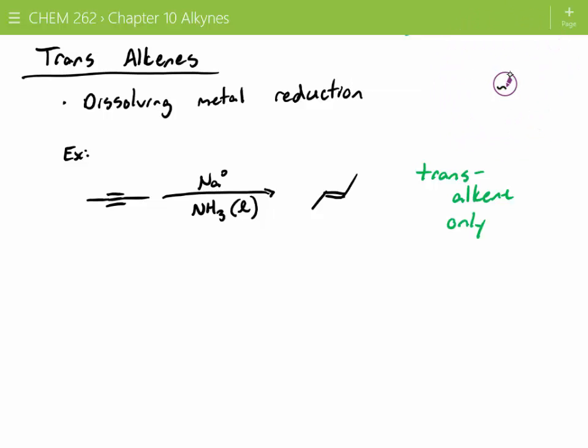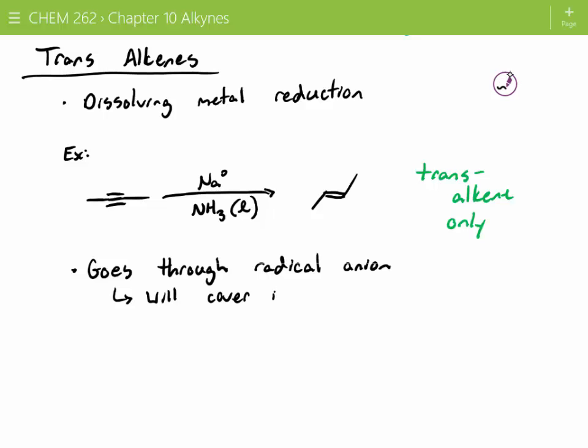The book introduces you to this mechanism a little bit. I'm going to skip that right now because we're going to talk about the mechanism for radical reactions in chapter 11. But for right now, just remember that the dissolving metal reduction gives you your trans alkene only. So it goes through a radical anion. We'll cover that in chapter 11. It's a neat reaction. If you want to take a look at it in your book, you're more than welcome to.